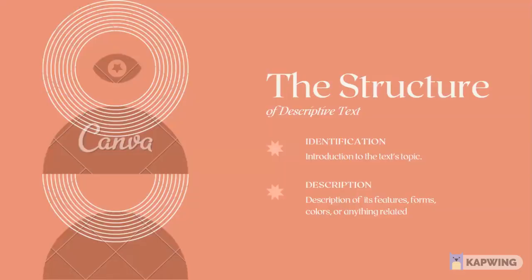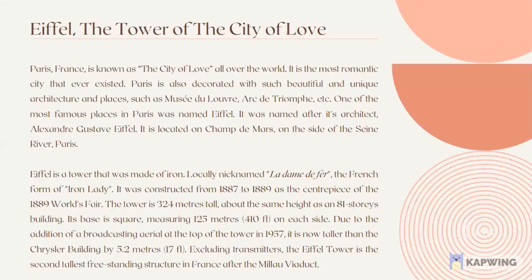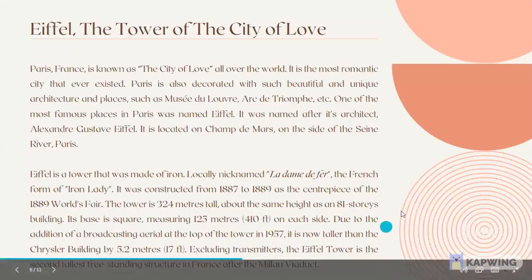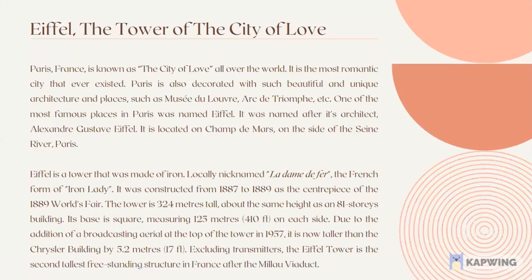The second structure of the descriptive text is description. Description describes its features, forms, colors, or anything related. If we take a look at the second paragraph, it contains the height of the Eiffel Tower and the nickname.